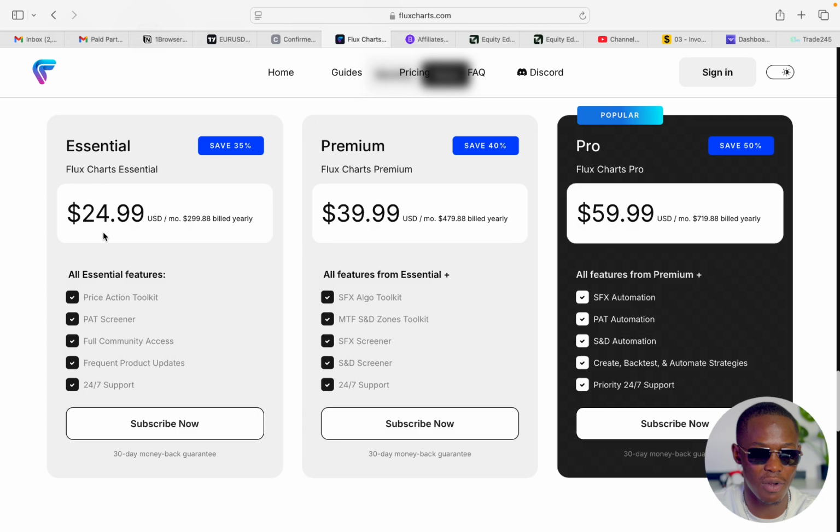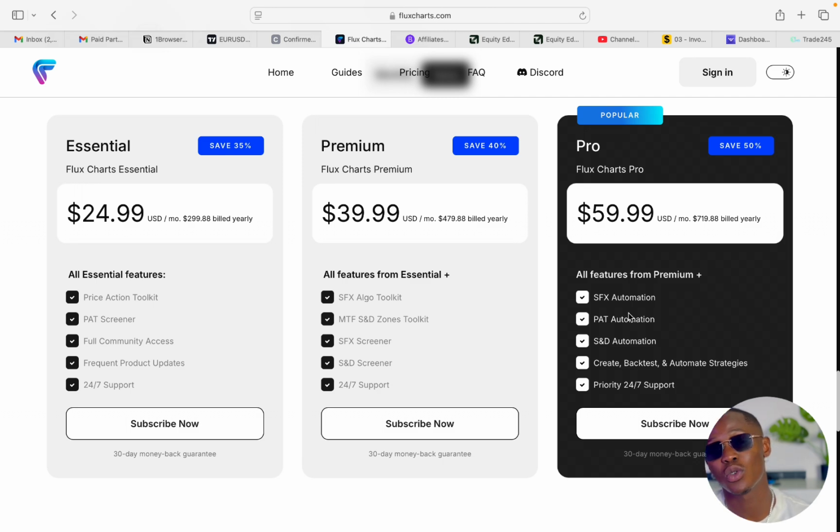Here's what we have right here. There is a $24 subscription billed every month. Each subscription has its own benefits and extent of access. With the $24 each month, you get the price action toolkit, a PTA screener, full community access, frequent product updates, and 24/7 support. With the $40 one, you get the SFX algo, the MTF supply and demand zone, the FSX screener, and all of that. And with the $59 one, you can access everything.